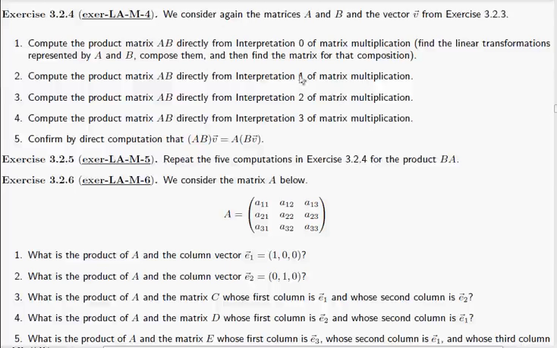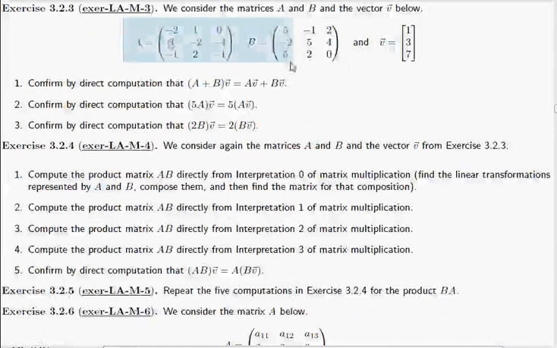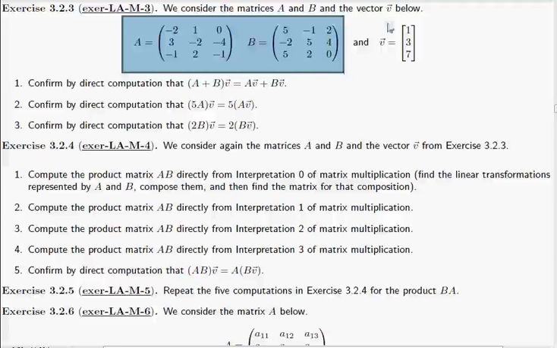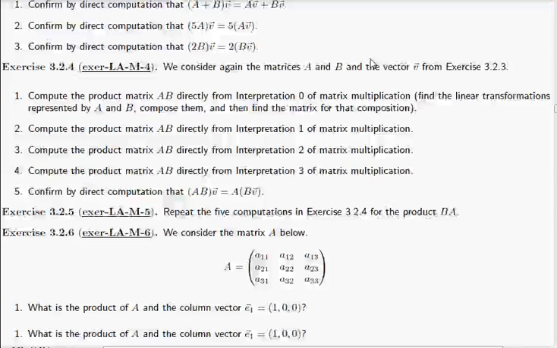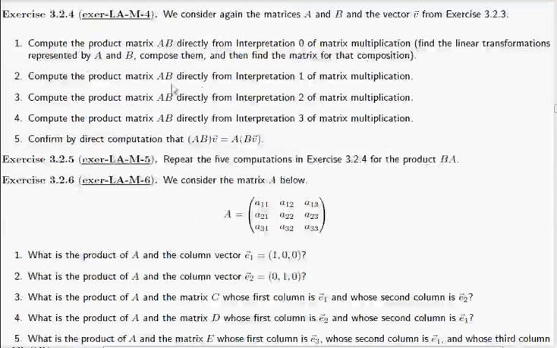So in this problem 4, we're looking at these matrices from the previous problem. We've got those numbers and then this vector here that'll come up later. All I want you to do is compute this matrix product in different ways and observe that you always get the same thing. It's a sanity check to make sure students realize that these different interpretations of matrix multiplication are in fact all the same and all work.